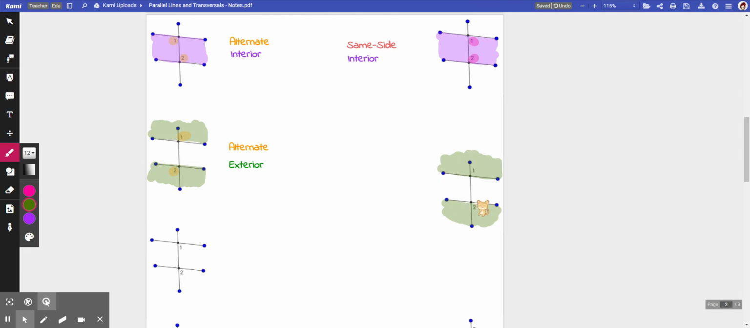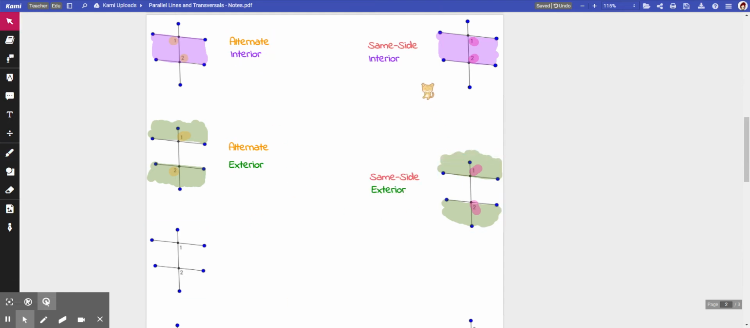Now for this one, we're in the exterior. But again, we're still on the same side of our transversal. So both angles are in that exterior. To be called exterior angles, they have to both be in that exterior on opposite sides of the pair of lines.